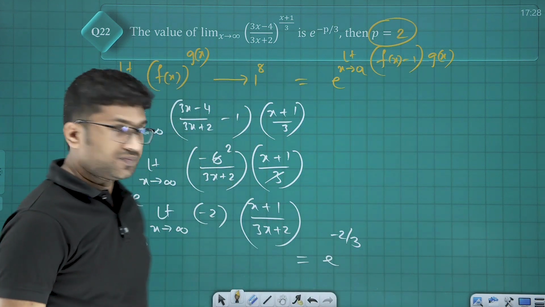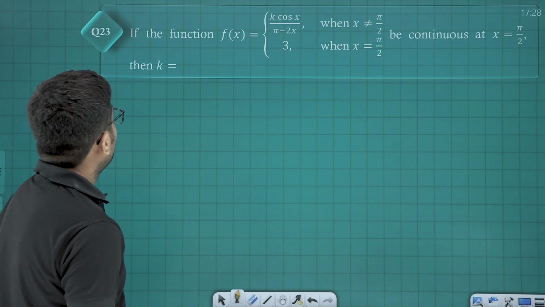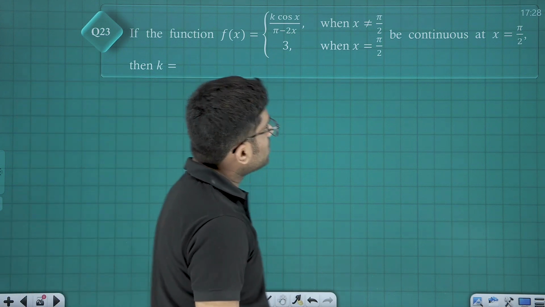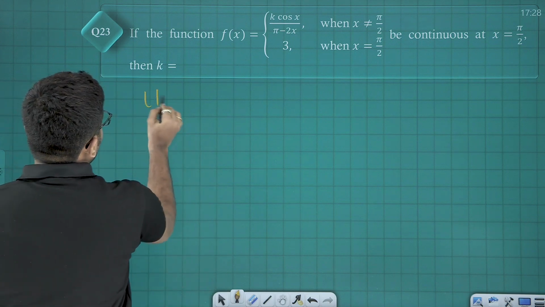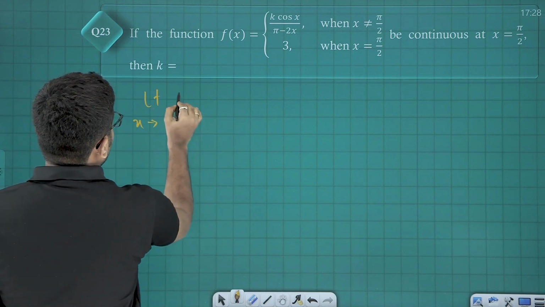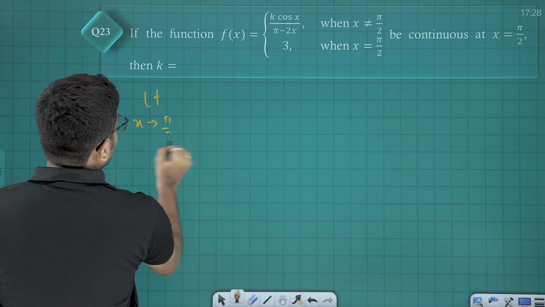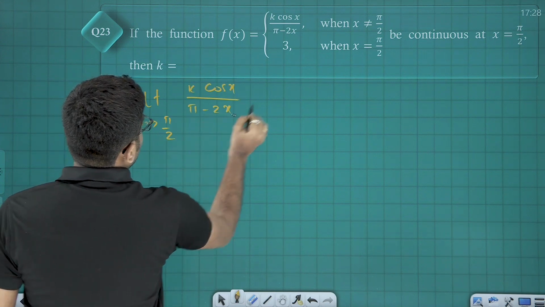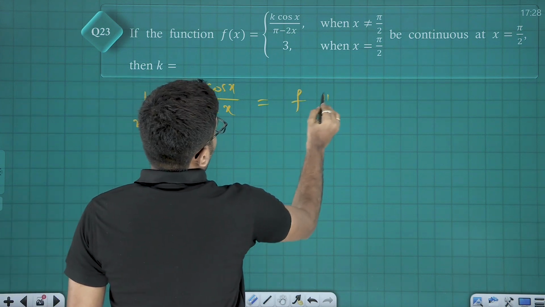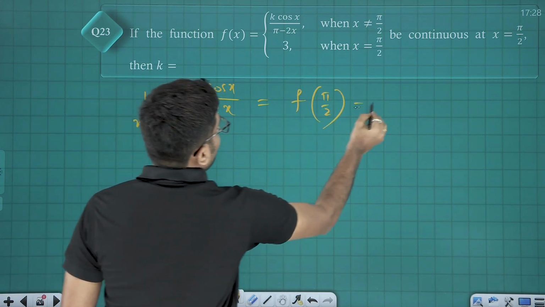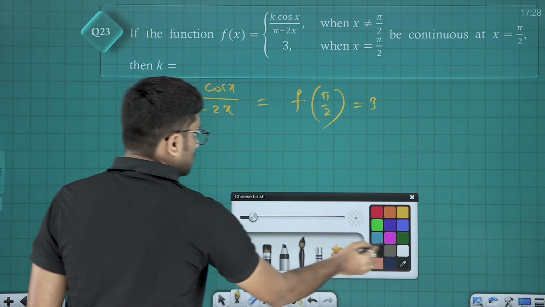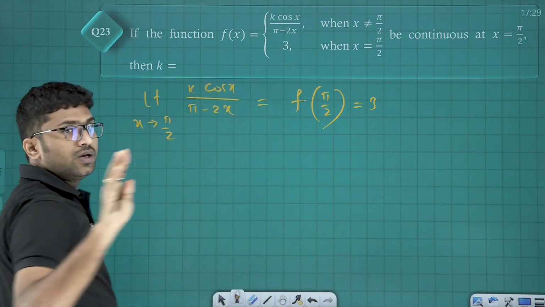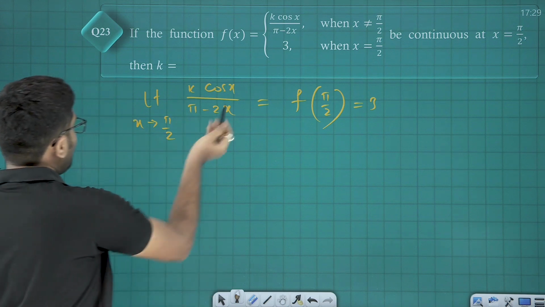Answer is 2. Next, if the function f of x is equal to k cos x by (pi minus 2x) is continuous at x equals pi by 2. Continuous means limiting value should be equal to function value. So limit x tends to pi by 2, k cos x divided by pi minus 2x should be equal to f of pi by 2. What is f of pi by 2? 3. So when you put pi by 2 here, cos pi by 2 is 0, so 0 by 0 indeterminate form. So you can do L'Hospital rule.